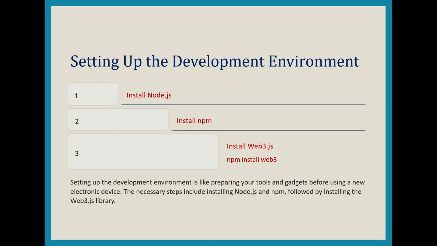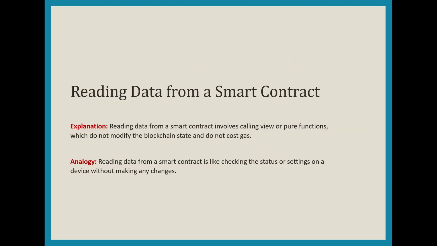So this is essentially like preparing your tools and gadgets before using a new electronic device. Whenever you get a new electronic device, before that, you prepare your tools and gadgets. That's how this is essentially. The necessary steps include installing Node.js and the Node Package Manager (npm), followed by installing the web3.js library. Cool. So next is reading data from a smart contract.